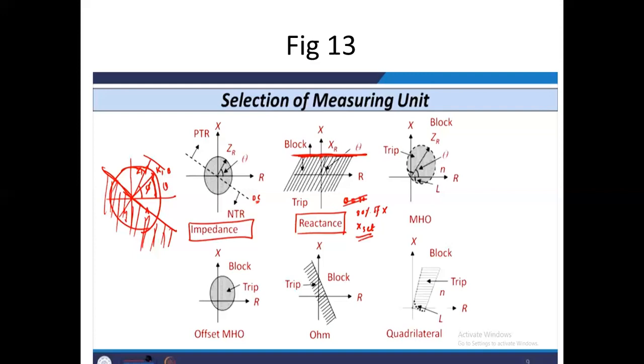The third type of characteristic is known as the MHO or admittance relay. Sometimes it is also known as the angle admittance relay. It is basically a modification of the reactance relay.